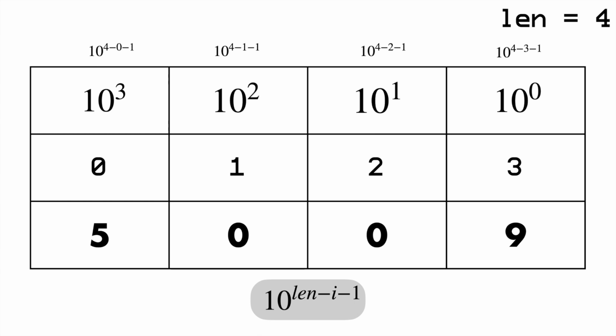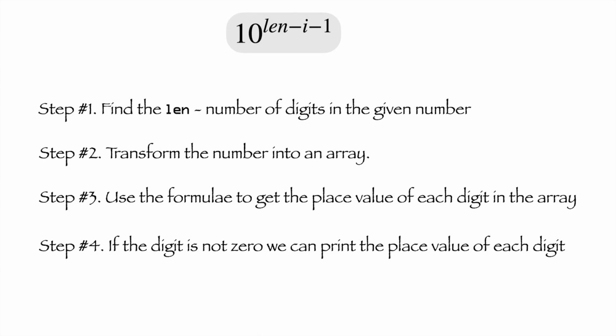So that we can go and code in our text editors without any hassle, step number 1 would be finding the length of the given number, the number of digits in the given number. This can be found using a while loop by running across the number and dividing it by 10 to remove the last digit of the number.